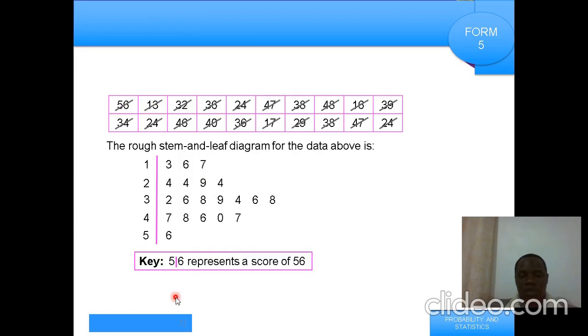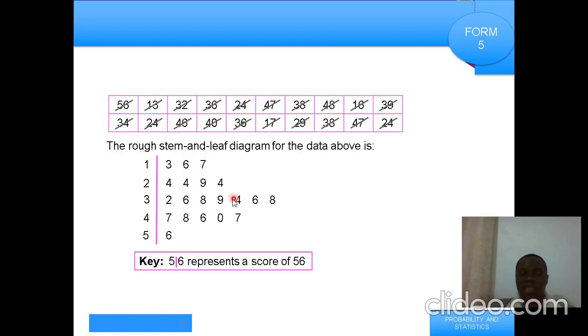So there we go. Then we also write a key. You cannot do a stem and leaf diagram without putting its key. The key is supposed to be there. There is a mark for the key because the key explains what you did. So you write key: 5|6, or 5 with a bar, and 6 represents a score of 56. So this 4 and 7 is 47. This 4 and 0 means 40. So you have put it.